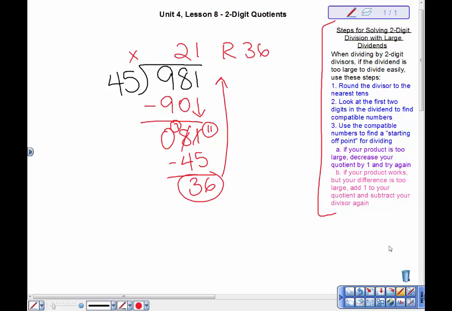If you get to a product that is too big, your product is bigger than the number that you're subtracting it from, decrease your quotient and then try again. If your product works, but then your difference when you subtract is too big, then go ahead and increase your quotient and subtract your divisor again. Make sure you have a copy of these steps written down or printed out and put in your math notebook so that you can refer back to them when you get stuck.